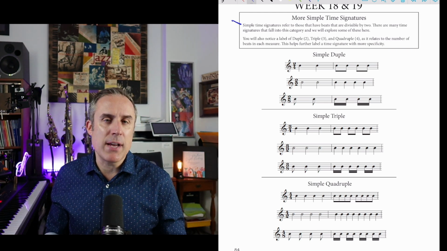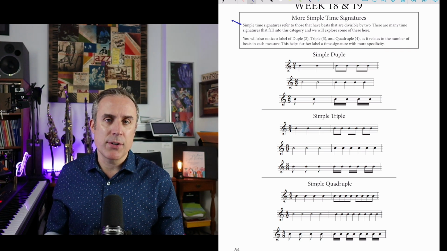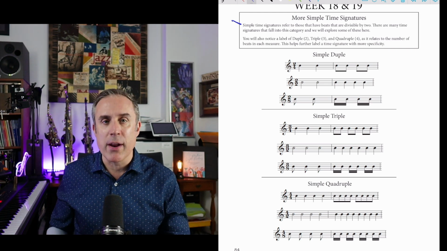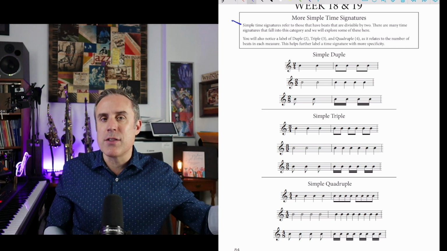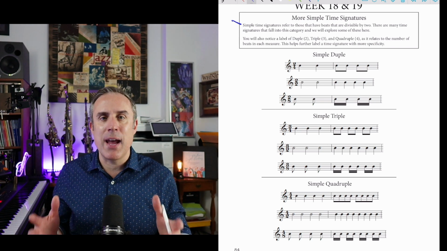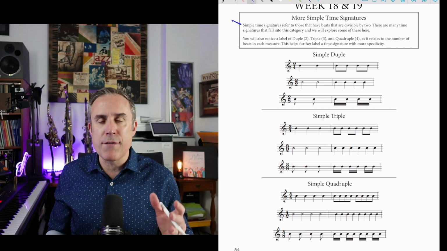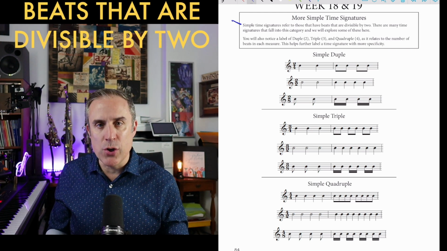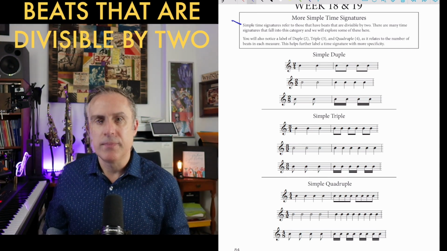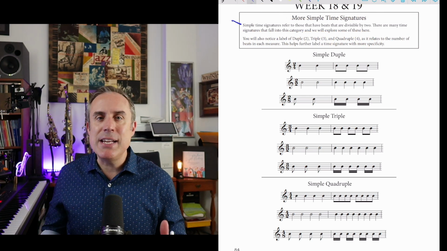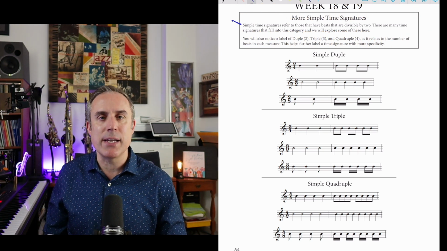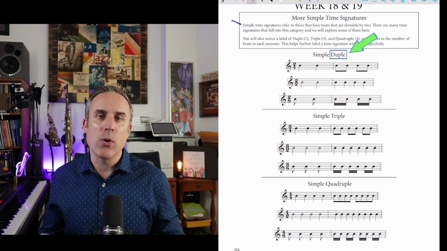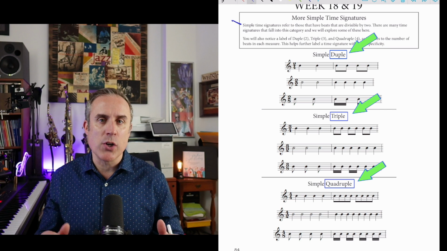There are 3 different types of time signatures: simple time signatures, compound time signatures, and complex time signatures, which can also incorporate composite time signatures. We'll get into those later. But here in week 18 and in week 19, we're going to focus on a few different time signatures where all of the beats are divisible by 2. So let's dive in a little bit further. You'll also notice on this page that each of our time signatures for weeks 18 and 19 are divided into one of 3 categories: a duple category, a triple category, and a quadruple category.